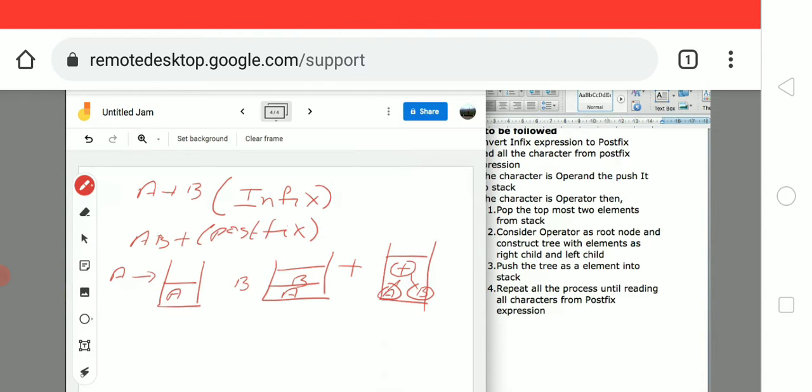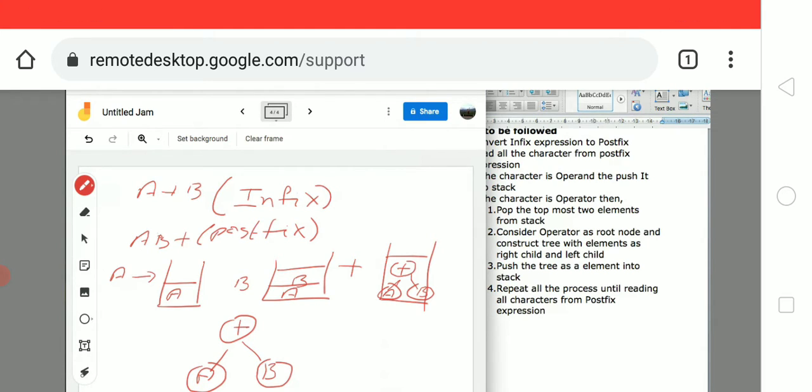So after constructing a tree like this, we have to push the tree as an element into the stack. There is no other element to push into the stack, so our process is finished. In this way we can construct a binary tree using an expression. I hope you understand this small example.